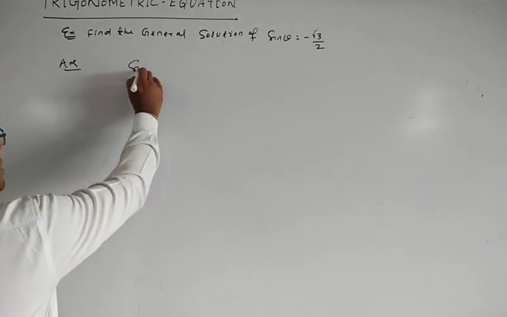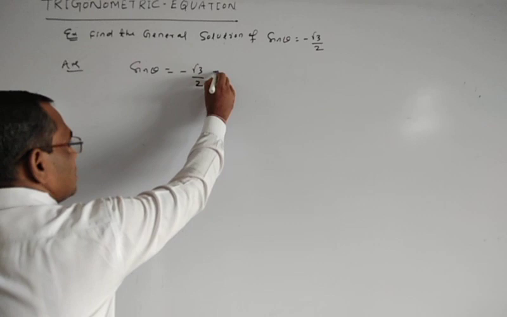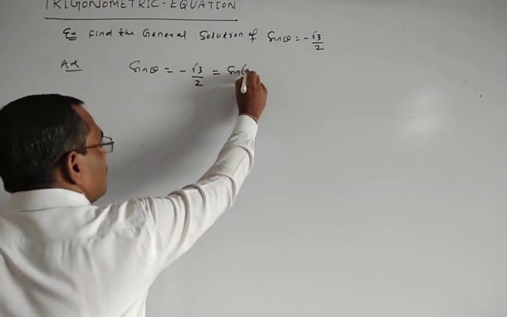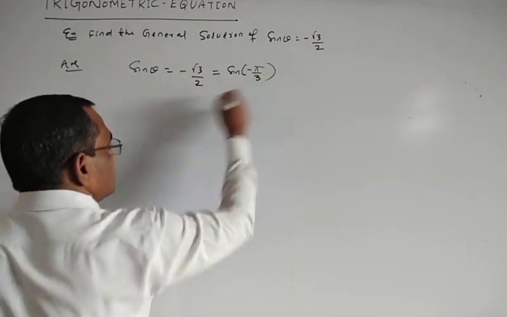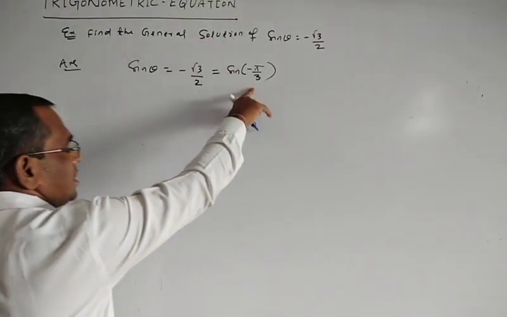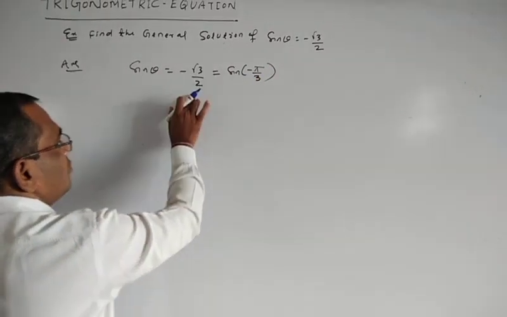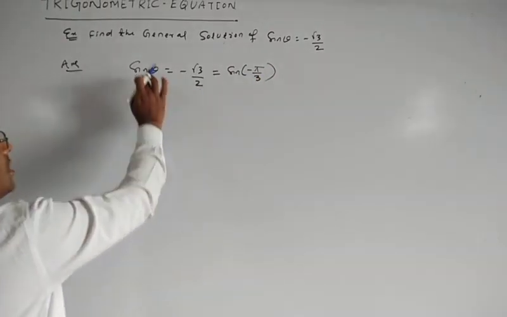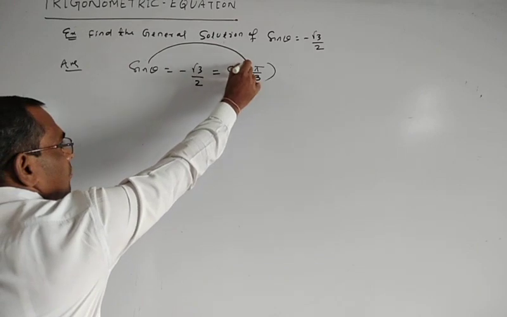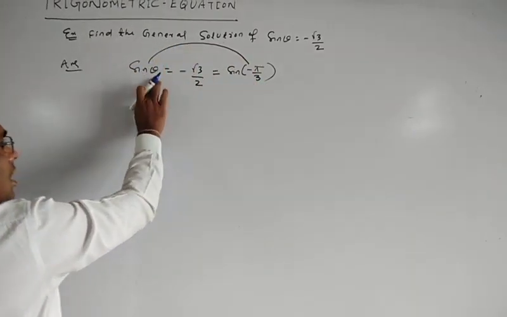So sin theta is equal to minus root 3 by 2, and this is equal to sin of minus pi by 3, because sin of minus 60 is equal to minus sin 60, and this is minus root 3 by 2. So which is of the form sin theta is equal to sin alpha. Here alpha is equal to minus pi by 3 and theta is equal to theta.